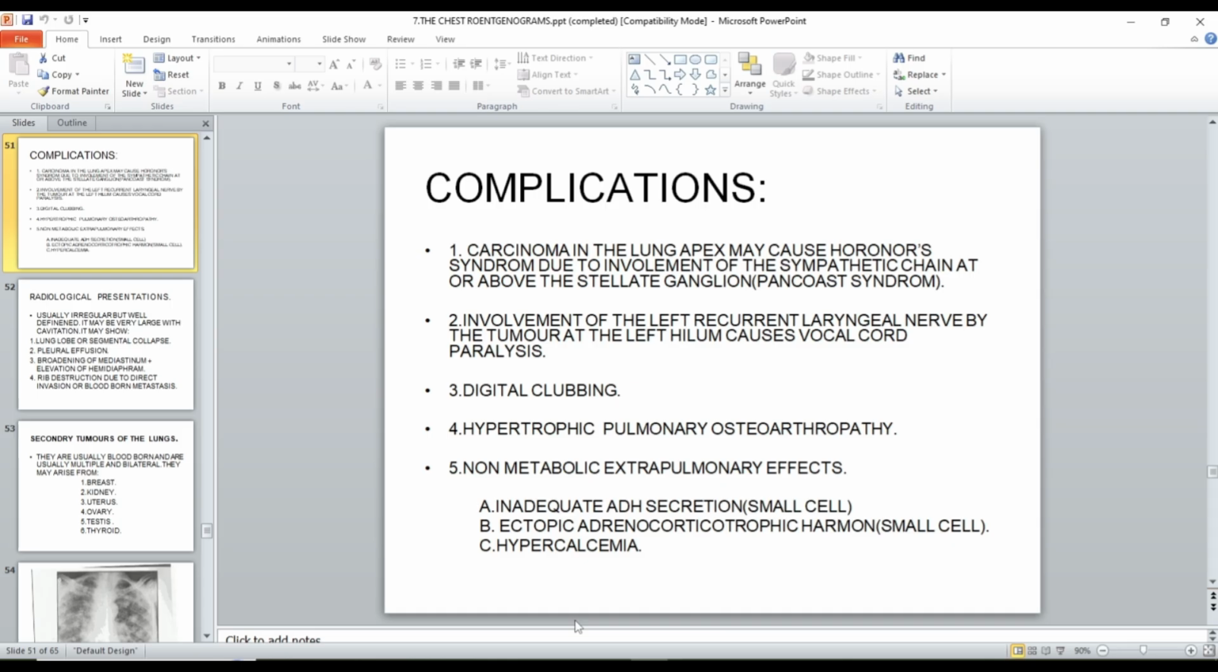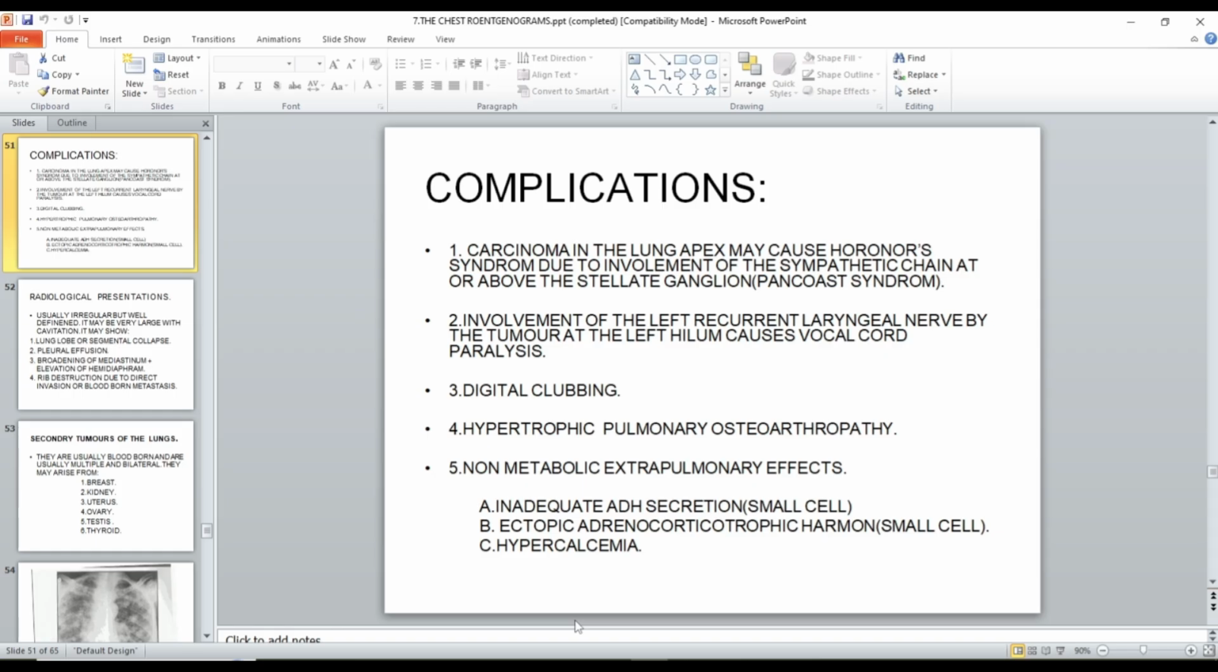The carcinoma in the lung apex may cause Horner syndrome due to involvement of the sympathetic chain at or above the stellate ganglion, that is Pancoast tumor, in which the signs are drooping of the eyelid, pinpoint pupil, and loss of sweating on that side. Second is involvement of the left recurrent laryngeal nerve by the tumor at the left hilum, which causes vocal cord paralysis.